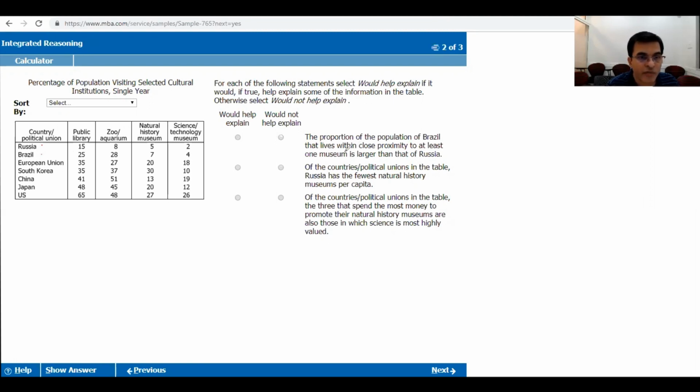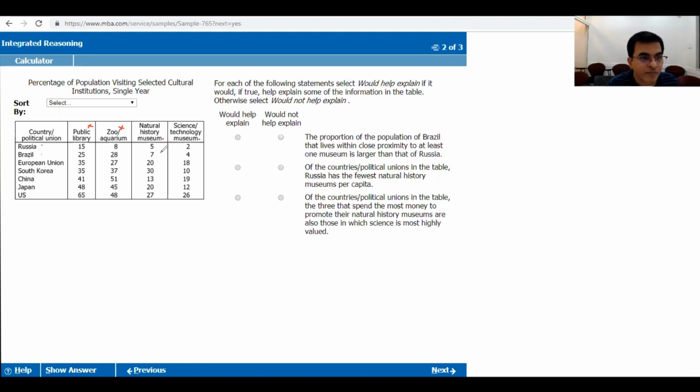We are being told that the proportion of population of Brazil that lives within close proximity to at least one museum is larger than that of Russia. Now, this column is about library. This will not matter here. This is about aquarium data. This statement is not telling us anything about aquariums. It's talking of only museums, which is given in columns 3 and 4.